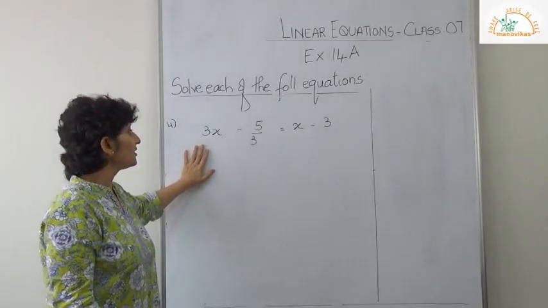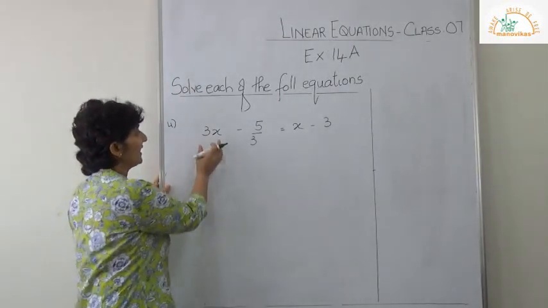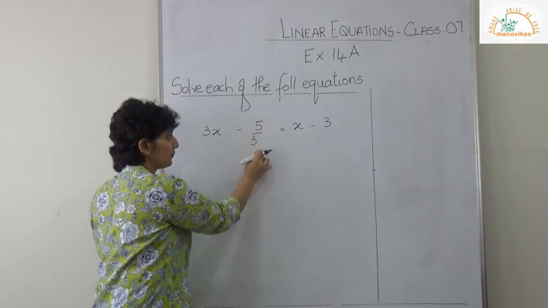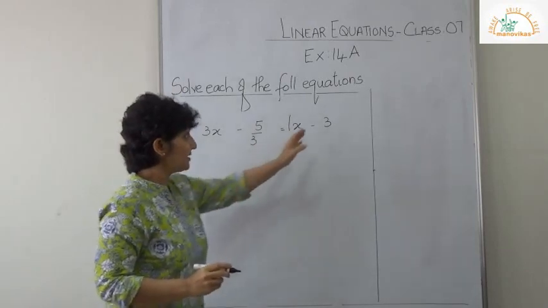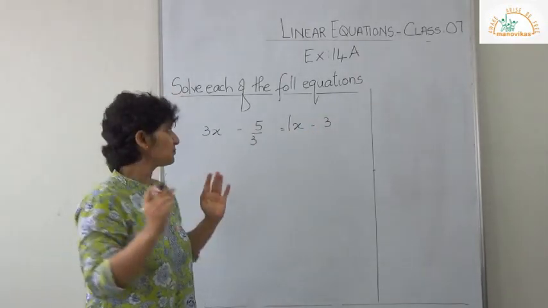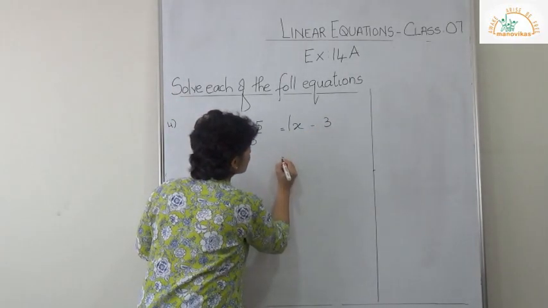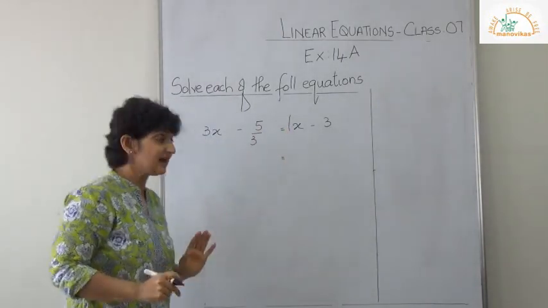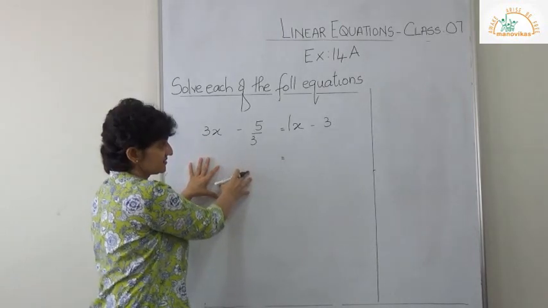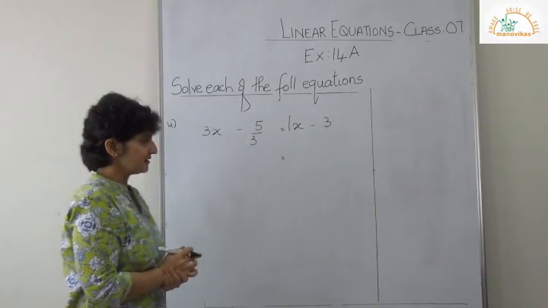Now let's try the fourth sum. I have 3x minus 5 upon 3 is equal to x. x means, children, 1x minus 3. Now let's bring the like terms. Children, don't shift your equal to. Make sure they're all one below the other. Let's bring all the x's here and all the numbers this side.